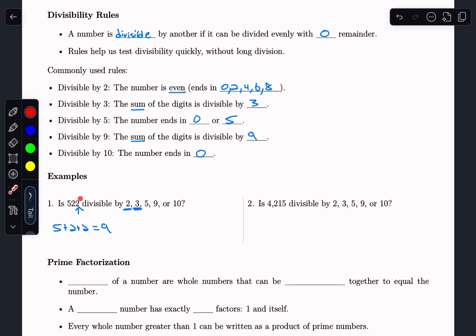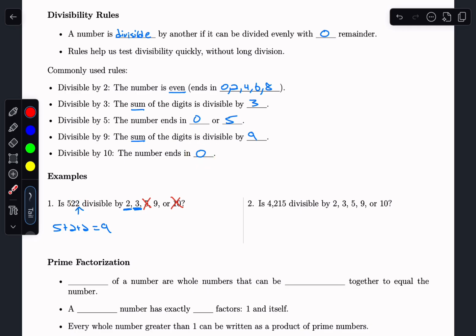For 5, we check what the number ends in. It's a 2, which does not meet the rule. For 5, it has to end in 0 or 5. So this number is not divisible by 5. And it's also not going to be divisible by 10 for the same reason. To be divisible by 10, you have to end in a 0. So this 2 at the end makes it not divisible by 10.